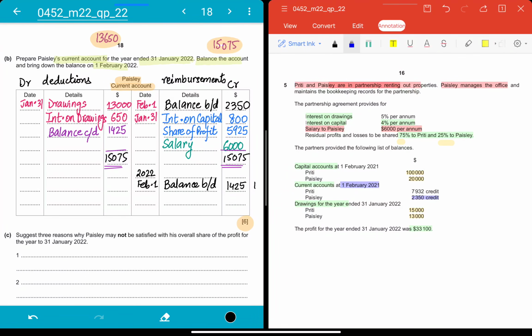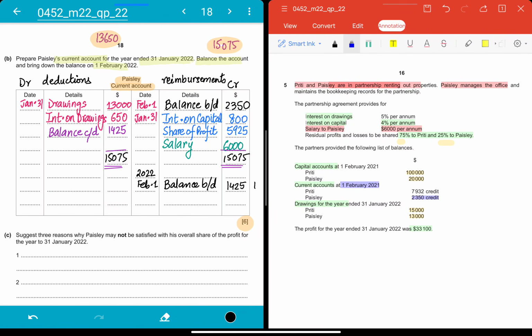Okay, and the balance brought down will have the 1 mark, and balance brought down on the credit side indicates that it is a positive balance, and Pestle has funds available. She has done less drawings as compared to the reimbursements, the share of profit, and the interest on capital she gets. And with this, the numerics part is completed, students.